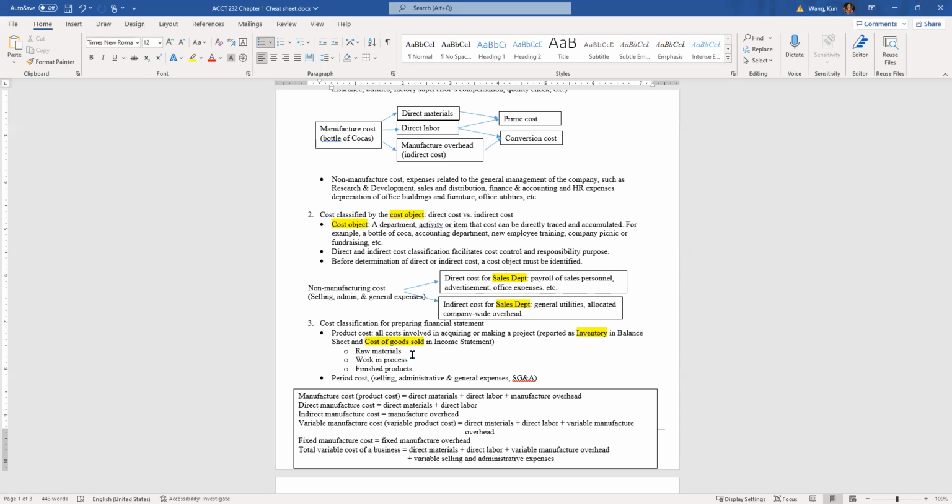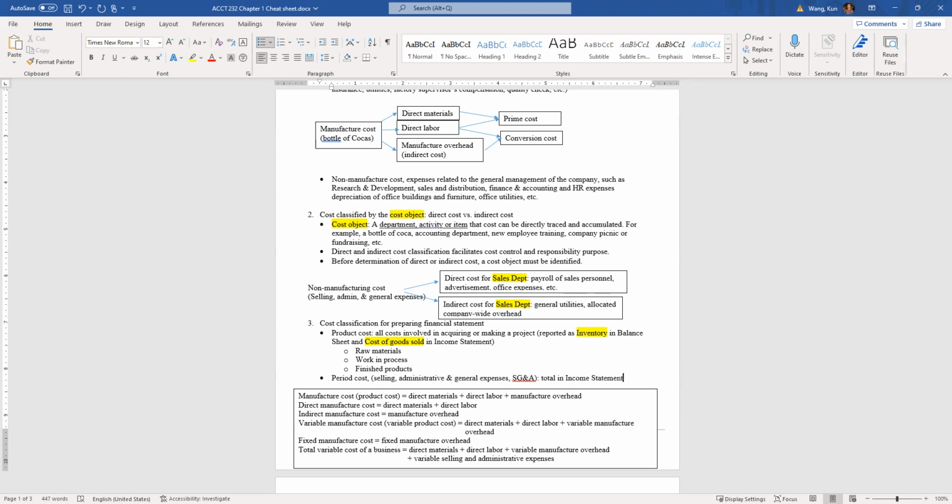So that's product cost. Then period cost basically refers to all of your non-manufacturer cost. In another way, we call them selling, admin, or general expenses. They will be disclosed as a total in the income statement, with no separation. They will not be reported in the balance sheet because they are not product related, and not related to putting down as inventory cost. So in another way, they are called non-inventoriable cost.